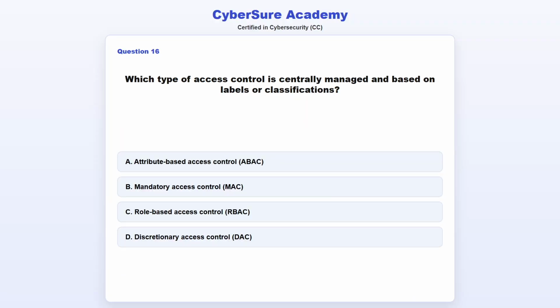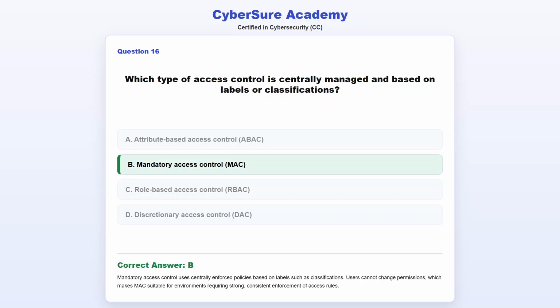Question number 16. Which type of access control is centrally managed and based on labels or classifications? A. Attribute-based access control. B. Mandatory access control. C. Role-based access control. D. Discretionary access control. The correct answer to question 16 is B.